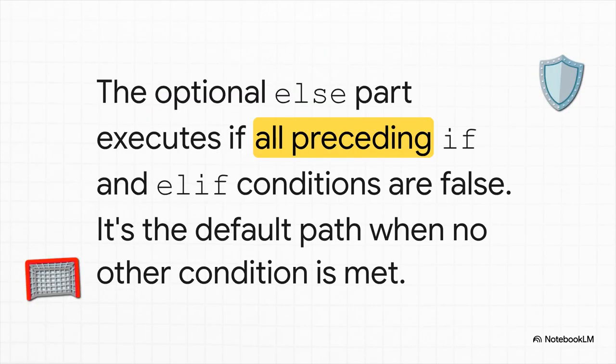And to complete the picture, we have else. Think of it as the ultimate safety net. If the main if condition is false and all of the elif conditions are also false, the else block is your guarantee. It will run. It's the default path, the catch-all that makes sure your logic is complete.